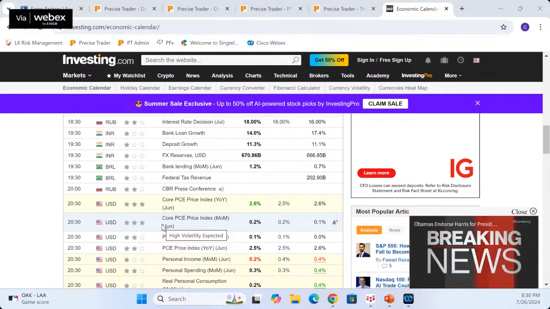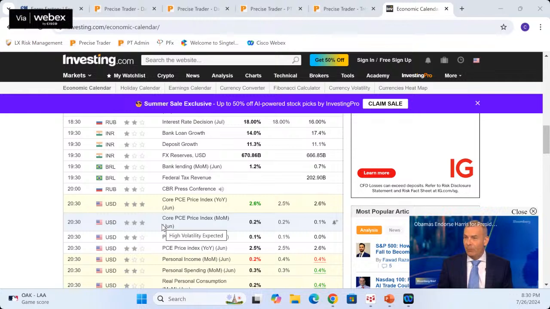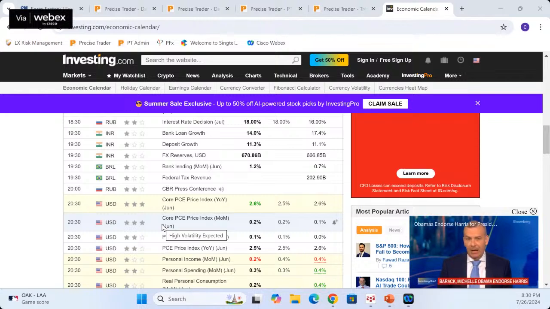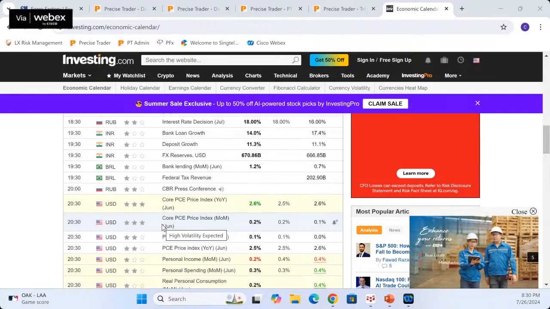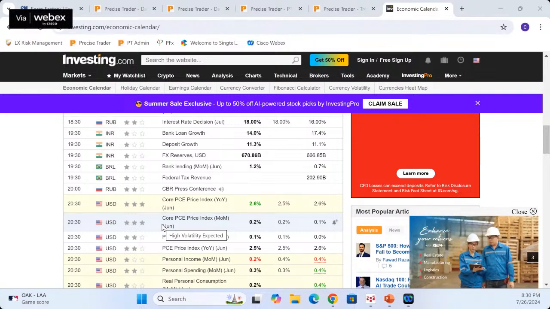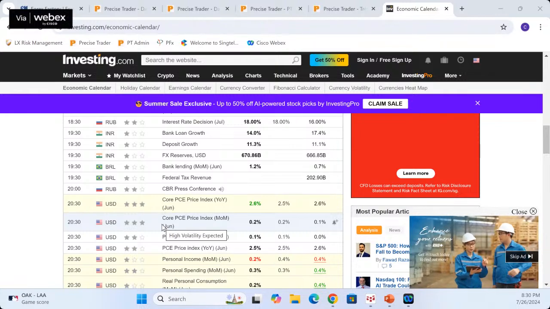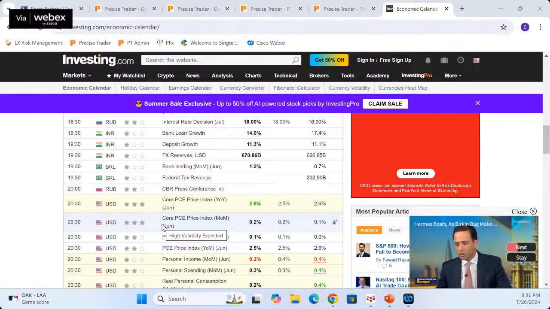Sorry, the 2.6 was year on year. I misguided the thing. The monthly, month on month, is 0.2 as expected. So only the yearly was higher and month on month was as expected. So the verdict, like I told you earlier on, if the market is same as expected, then we may not get any big move.